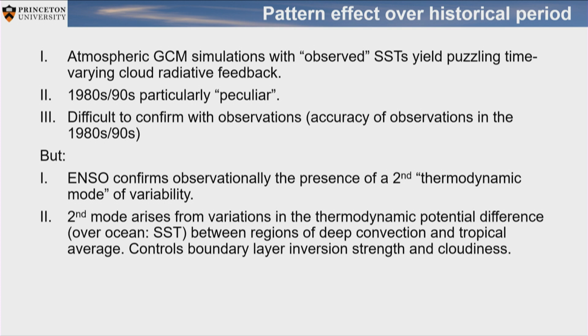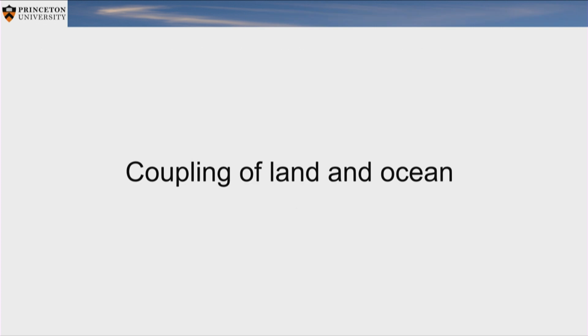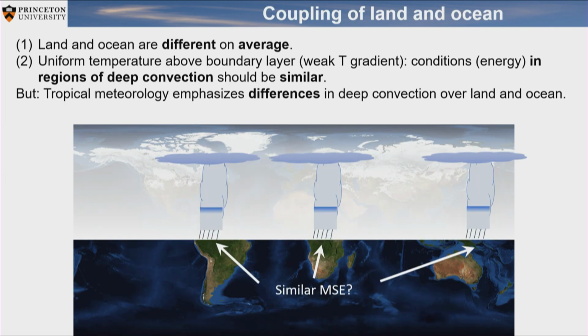Right? Because models tend to put everything more or less on the first mode, on the change with the mean. So a related question then is, can we make a statement about the coupling between land and ocean? And there the idea is, again, that basically the free troposphere would be driven by whatever conditions we have where we have deep convection.